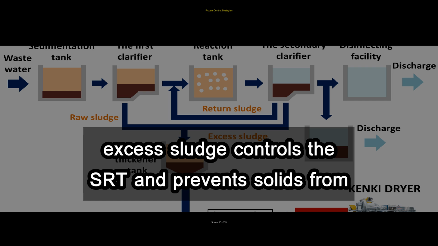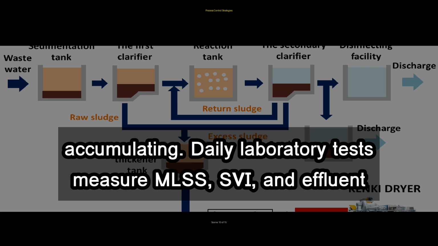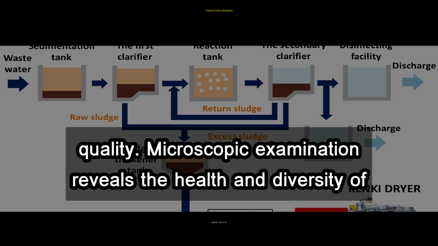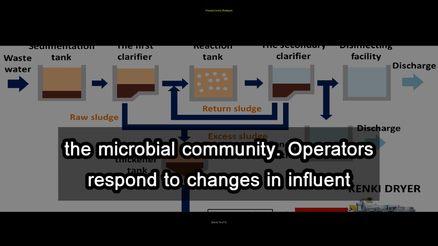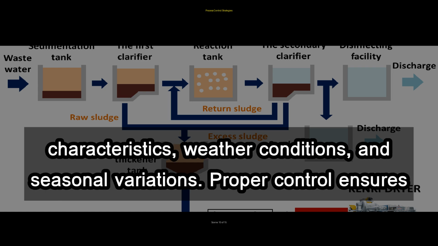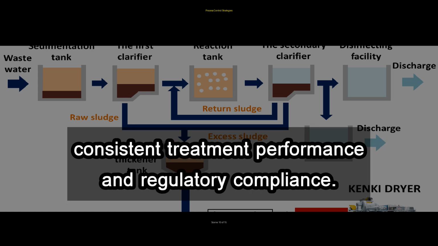Daily laboratory tests measure MLSS, SVI, and effluent quality. Microscopic examination reveals the health and diversity of the microbial community. Operators respond to changes in influent characteristics, weather conditions, and seasonal variations. Proper control ensures consistent treatment performance and regulatory compliance.